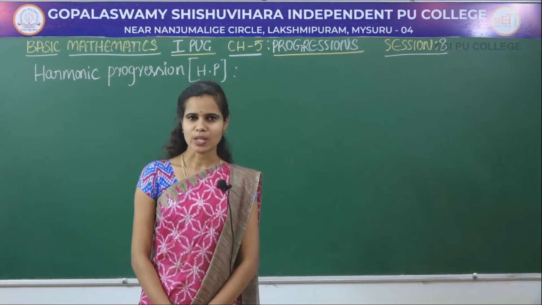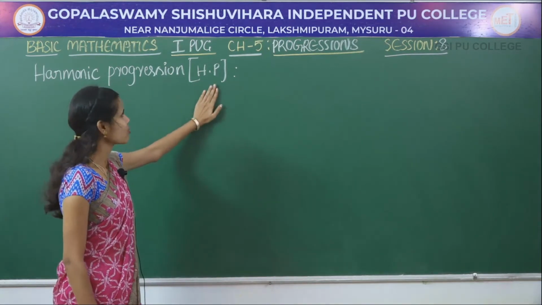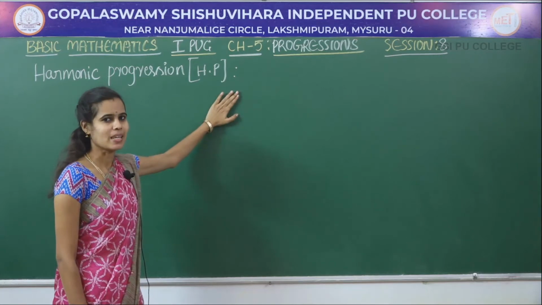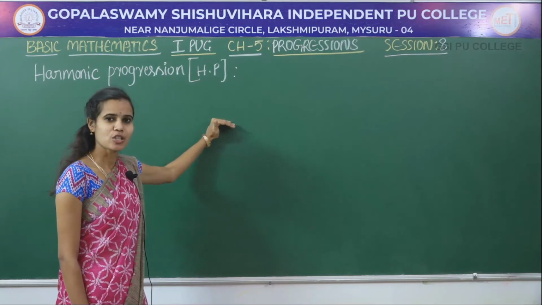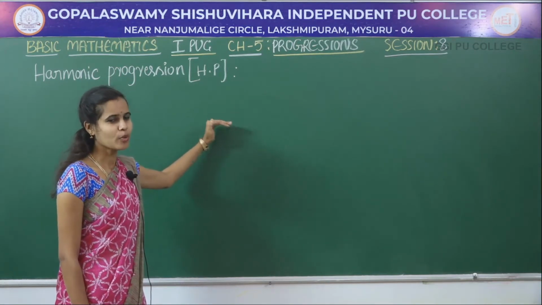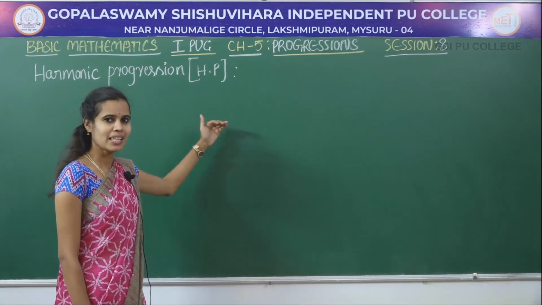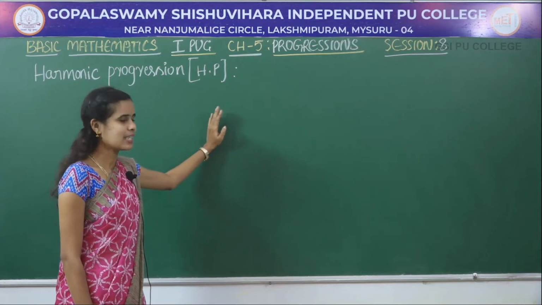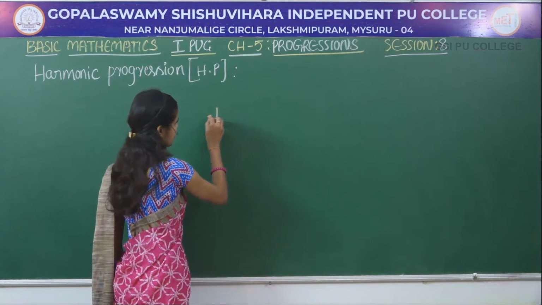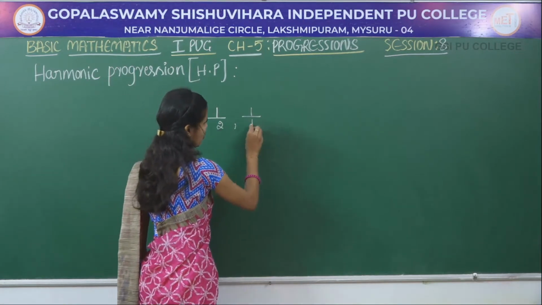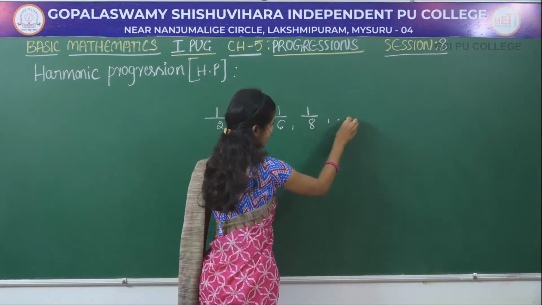So in this class we are going to discuss a new concept, harmonic progression. Harmonic progression is also a sequence. A sequence is said to be a harmonic progression if the reciprocals of its terms form an AP, that is, an arithmetic progression. For example, consider the sequence 1 by 2, 1 by 4, 1 by 6, 1 by 8, etc.